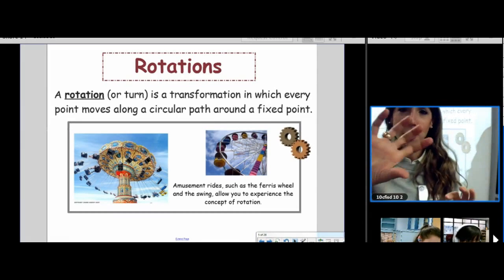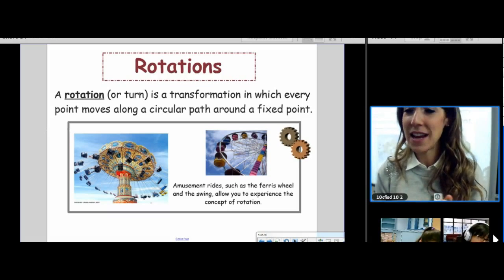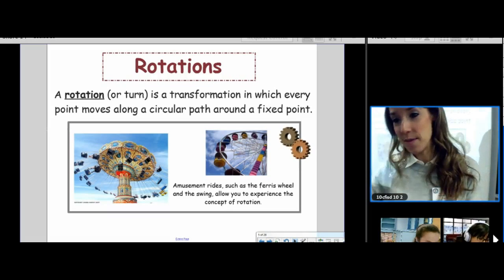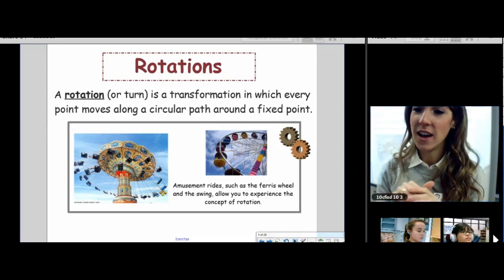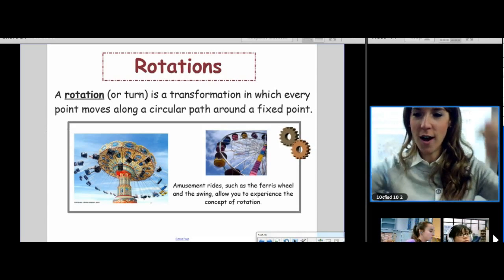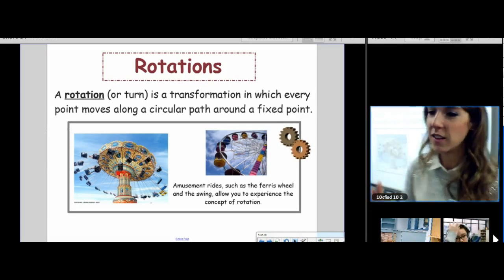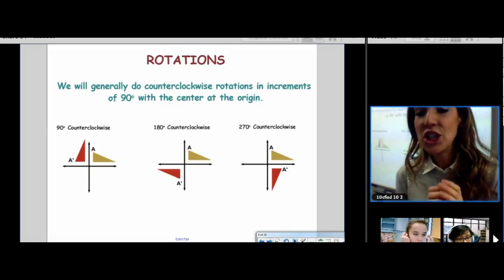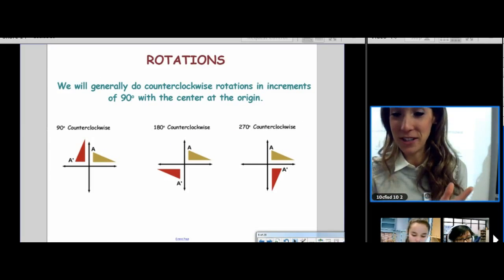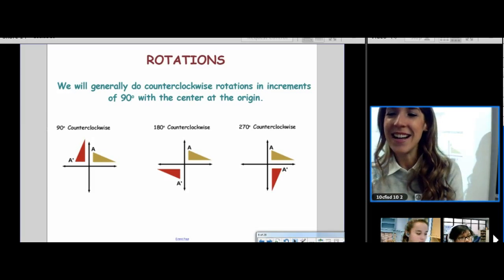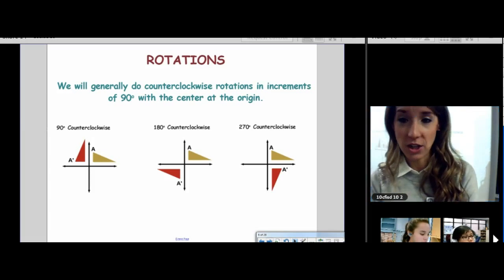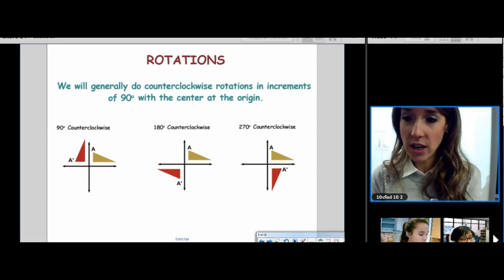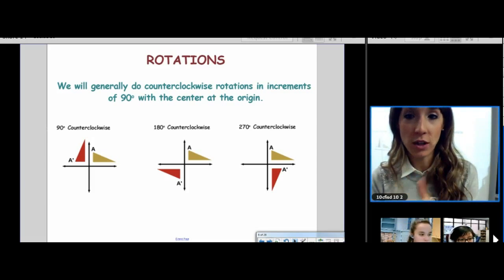So if you've ever turned a doorknob, you've performed a rotation. If you've ever gone on a Ferris wheel, you've been a part of a rotation. What else? When I'm driving a car, I'm rotating the steering wheel. Lots of rotations all around us. We are generally, yes, we are rotating right now, the Earth, right? Very good.